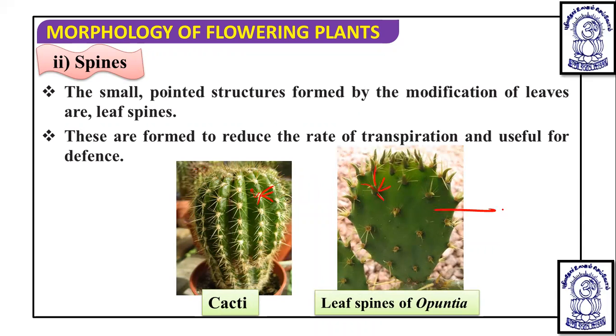And this green part is nothing but a phylloclade, that is a flattened stem.